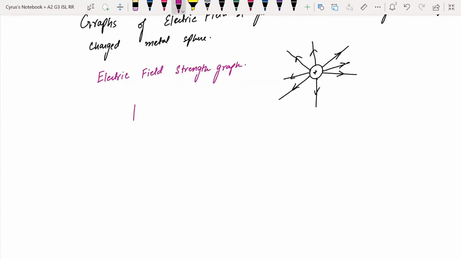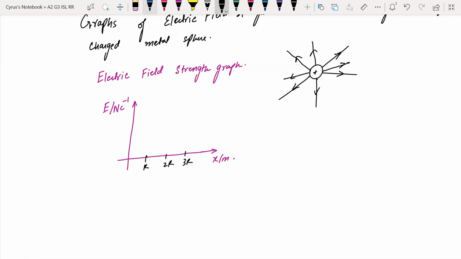We have electric field on the y-axis. We have distance here on the x-axis. This is the electric field strength. This is in Newton per coulomb. We have here the displacement in meters. So if this is R and this is 2R and this is 3R and so on, what sort of graph can you expect?